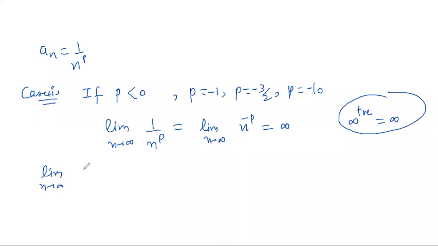Limit n tending to infinity, 1 over n raised to power minus 2, which is nothing but essentially n raised to power 2. We know the answer, which is infinity. So this is going to happen for all the cases when p is negative, right? So now you need to tell me, can you comment anything about the convergence or divergence of the series a_n equal to 1 by n raised to power p in this case? If you can tell me anything.